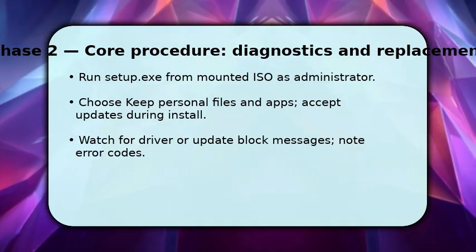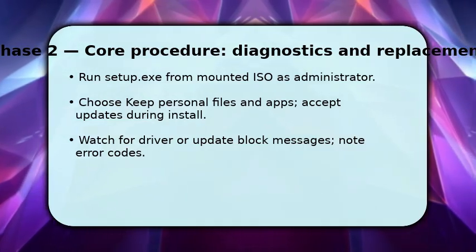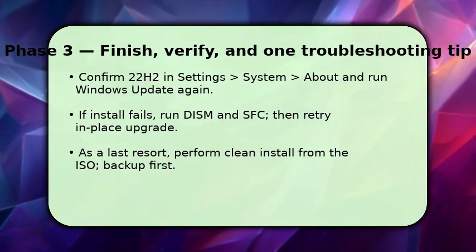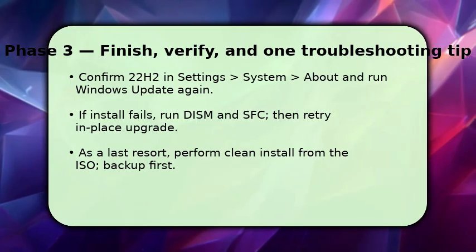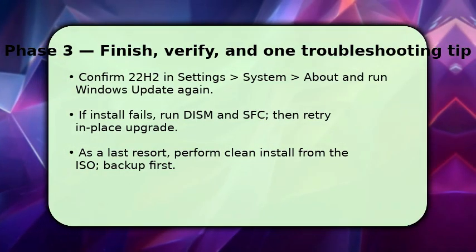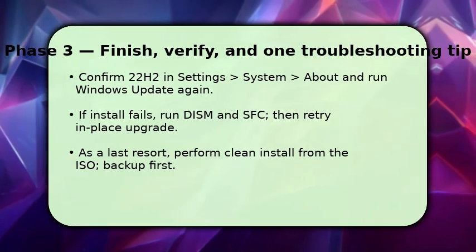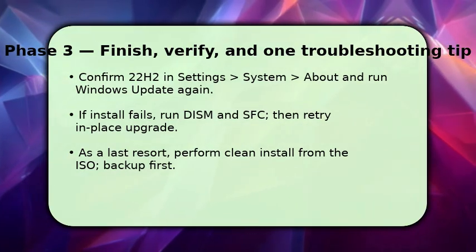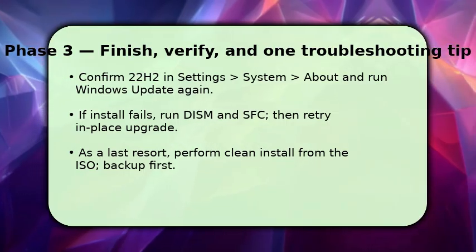After the upgrade completes, verify Windows 10 version 22H2 in Settings under About, and run Windows Update once more to pick up cumulative fixes. If the upgrade fails, boot into an administrator command prompt and run DISM /online /cleanup-image /restorehealth, then sfc /scannow. Once those finish, reboot and retry the in-place upgrade.